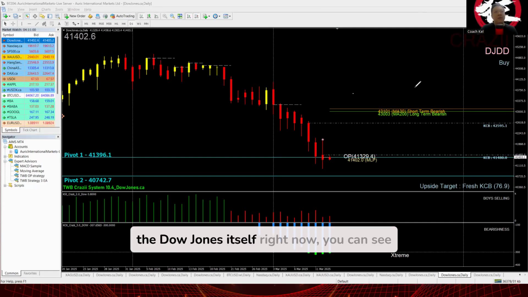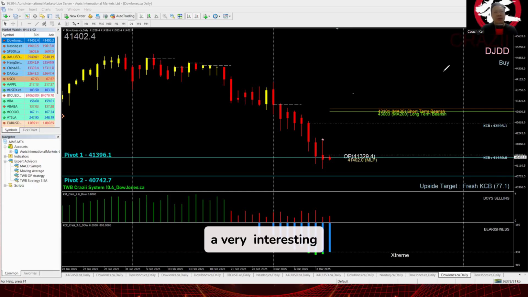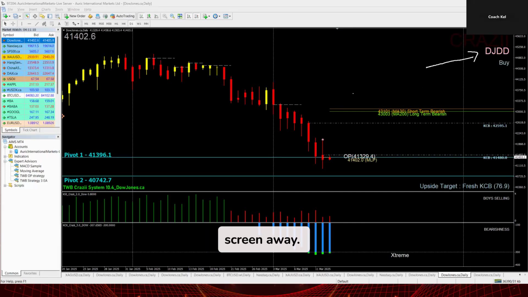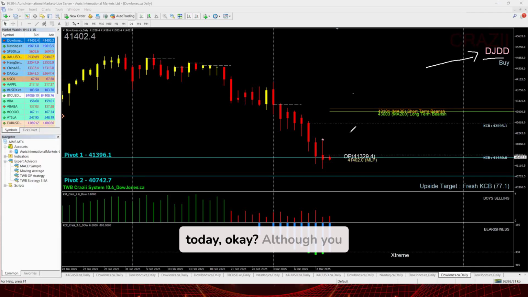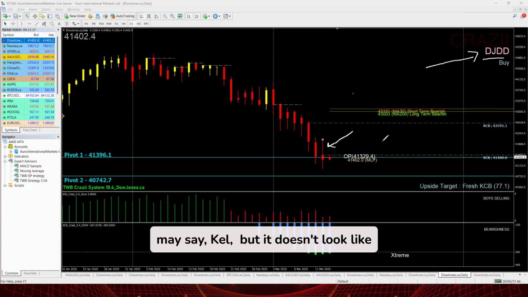Okay, so for the Dow Jones itself right now, you can see a very interesting pattern here. The Dow Jones has a doji directional day today, DJDD. Okay, let me just clear my screen away. Can you see that? The Dow is actually a DJDD today. Although you may say it doesn't look like one to me, don't worry.